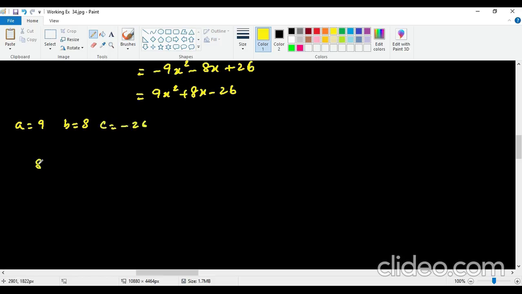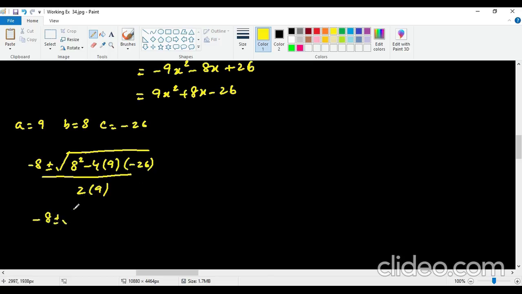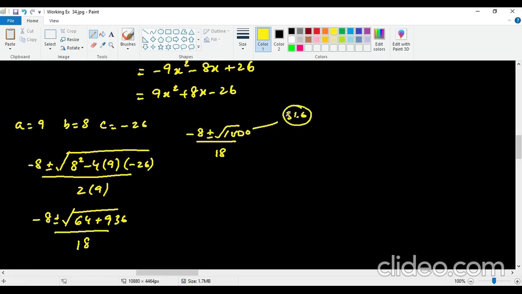Putting these values in the quadratic formula, minus b plus minus under root b square minus 4ac, where a is 9, c is minus 26, over 2 times 9 because of a. This is going to give us plus minus under root 64 plus 936 over 18, and finally minus 8 plus minus under root 1000 over 18. The value of under root 1000 is 31.6. I will use this value once with plus, and another time it's going to be minus 8 minus 31.6 over 18.